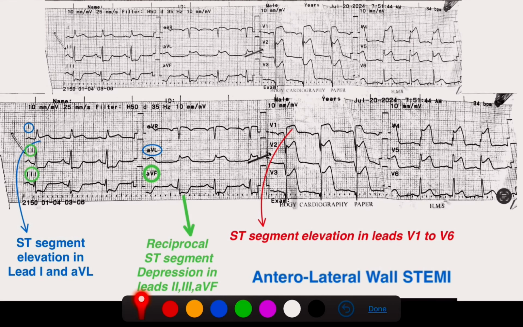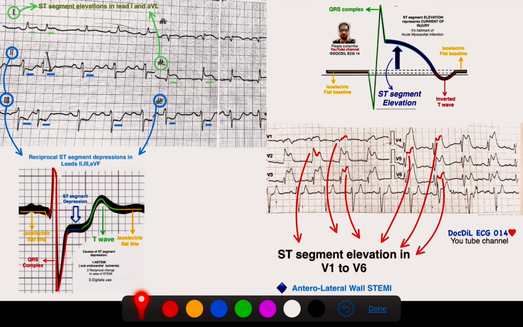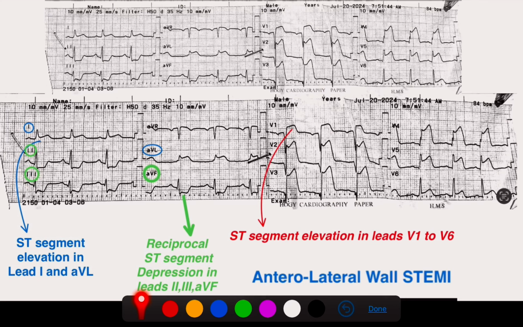This is example number 2, and just like previous ECG, there are ST segment elevations in lead V1 to V6. There are ST segment elevations in lead 1 and AVL, and there are reciprocal ST segment depressions in lead 2, 3 and AVF. So this is anterolateral STEMI. But you can see that here the morphology of ST segment elevation is slightly different as compared to the previous ECG. In this case, it is slightly more horizontal.